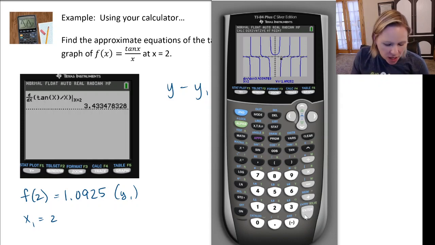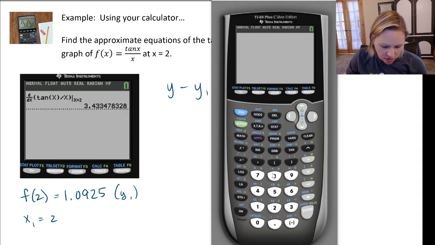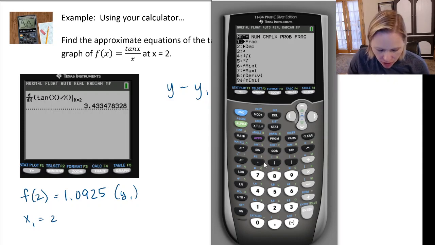But here's my slope. Another way that I could have found this is I could have just done it algebraically. I could have just typed in tangent of 2 divided by 2, and I would have gotten my y value. And then how do we get this value here on the screen? Well, this is the math 8 function. So math, and then option number 8 is your numerical derivative.